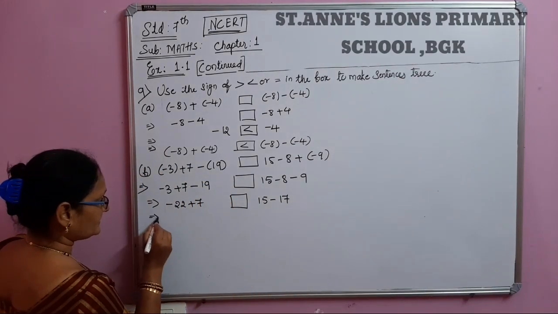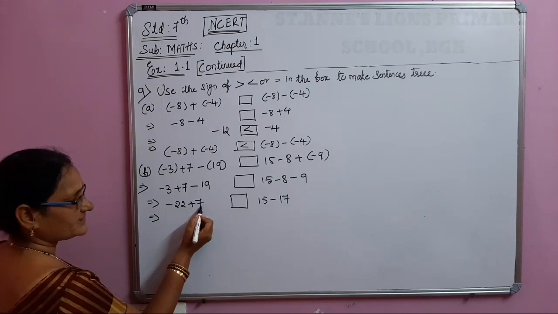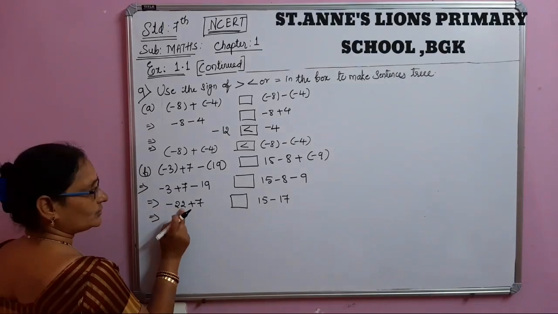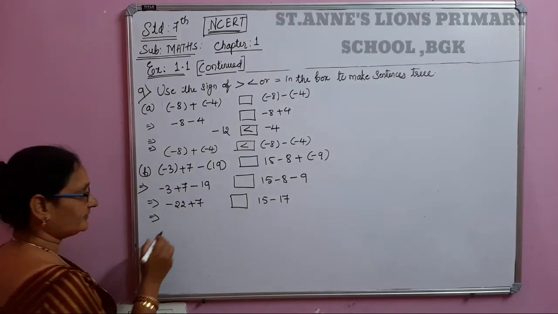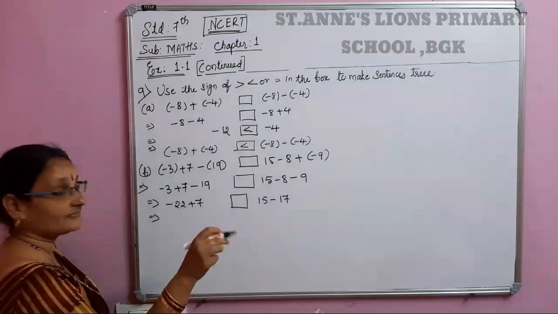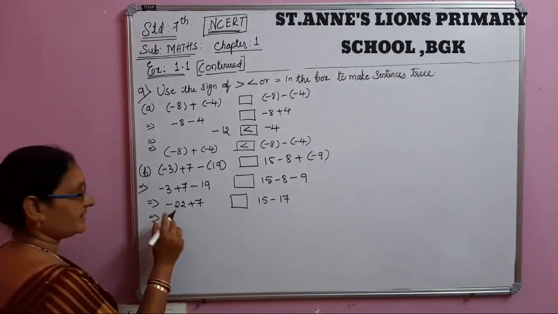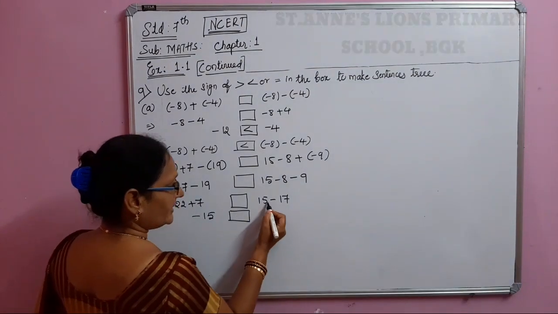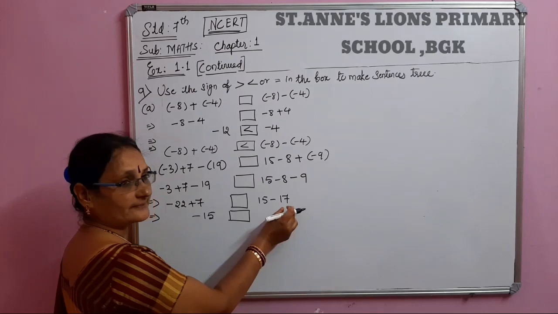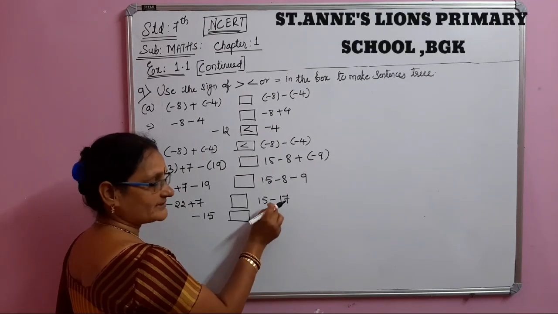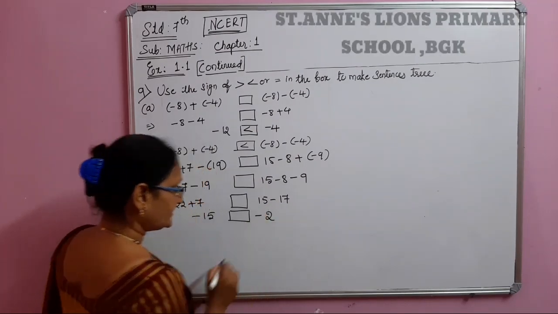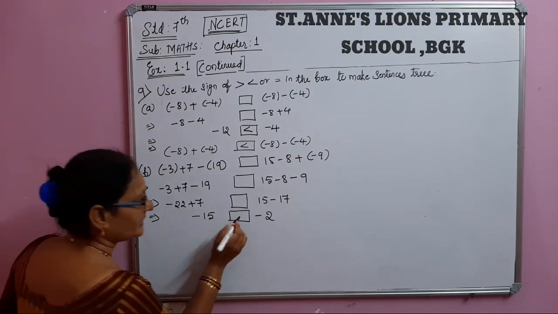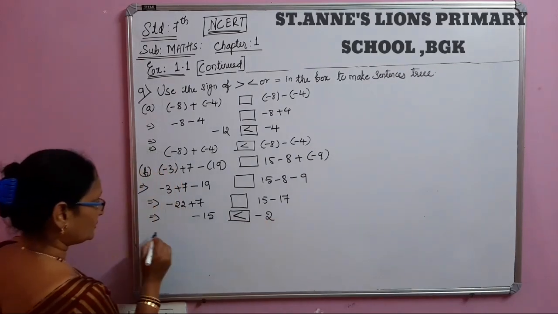Now see what happens. Minus 22 plus 7, one plus and one minus, we have to subtract, and take the bigger number's sign. 22 minus 7 is 15. What kind of 15? Minus 15. Bigger number is 22, its sign is minus. Minus 15. Here there is a box. Here 15 minus 17, bigger number is 17. 17 minus 15 is 2. Bigger number's sign is minus, so minus 2. Now which is bigger here? Minus 2 is bigger than minus 15. That means minus 15 is smaller than minus 2.